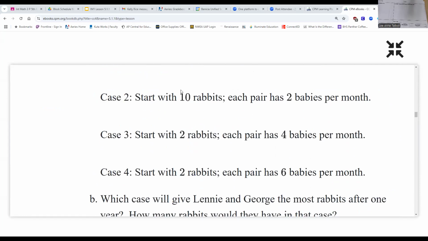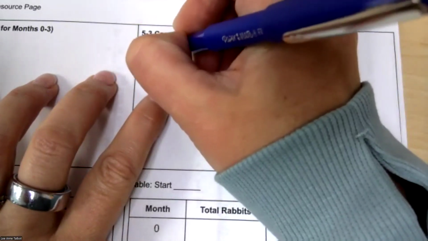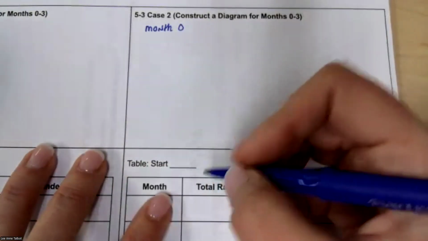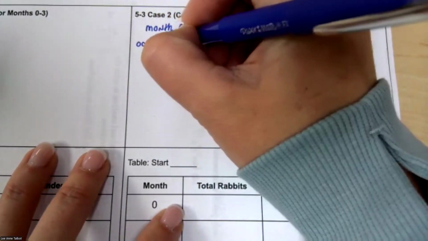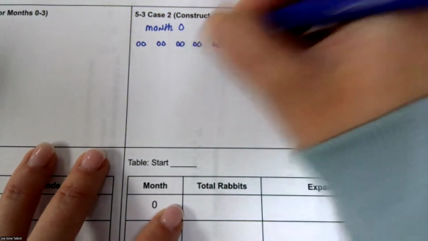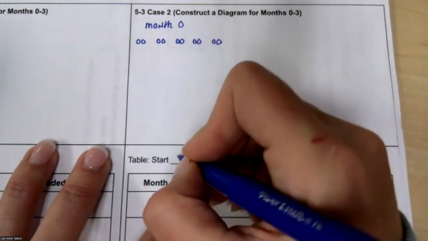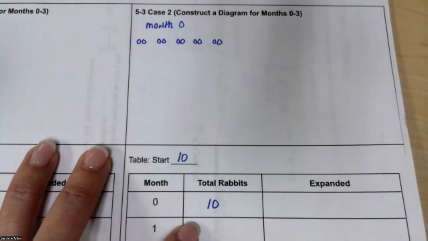Case 2. Start with 10 rabbits. Each pair has 2 babies per month. I did mine in the wrong spot. It's totally fine. Okay, so start with 10 rabbits. So this is what I like to do. I like to pair them off into 5 pairs. So there's my 10 rabbits that I started with. And that means my start is 10 and my total rabbits is 10.